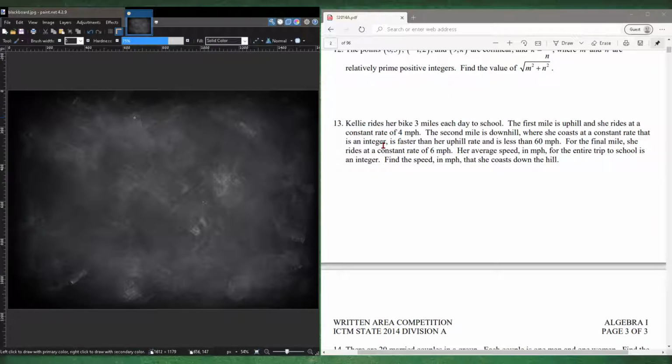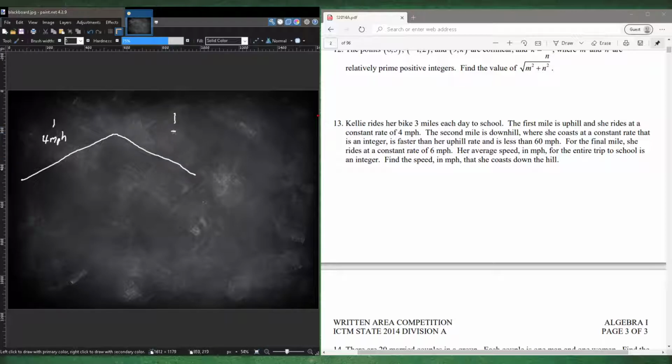Okay. Kelly rides her bike 3 miles each day to school. The first mile is uphill, and she rides at a constant rate of 4 miles per hour. So the first one is uphill, and it's 1 mile, and she goes at 4 miles per hour. And the second is downhill, and she coasts at a constant rate that's an integer. Okay, so 1 mile.